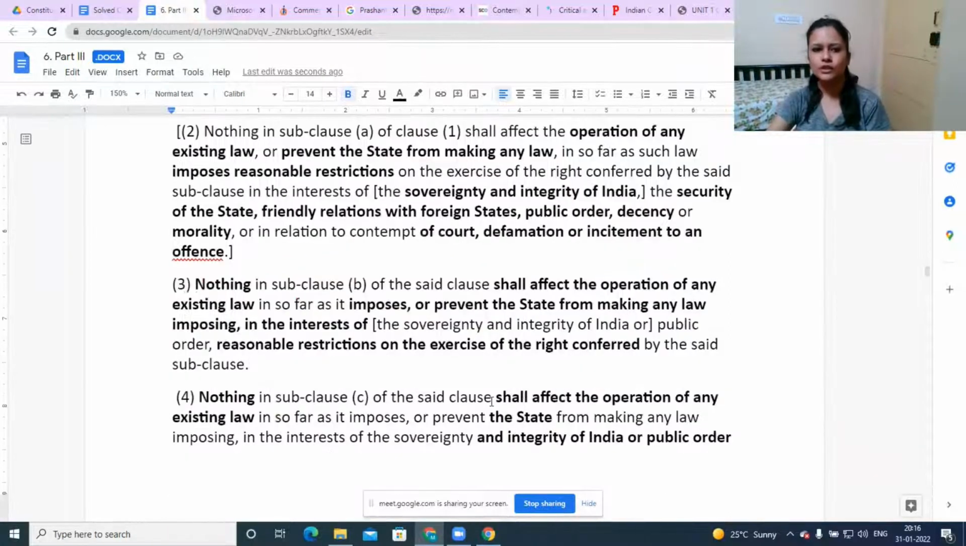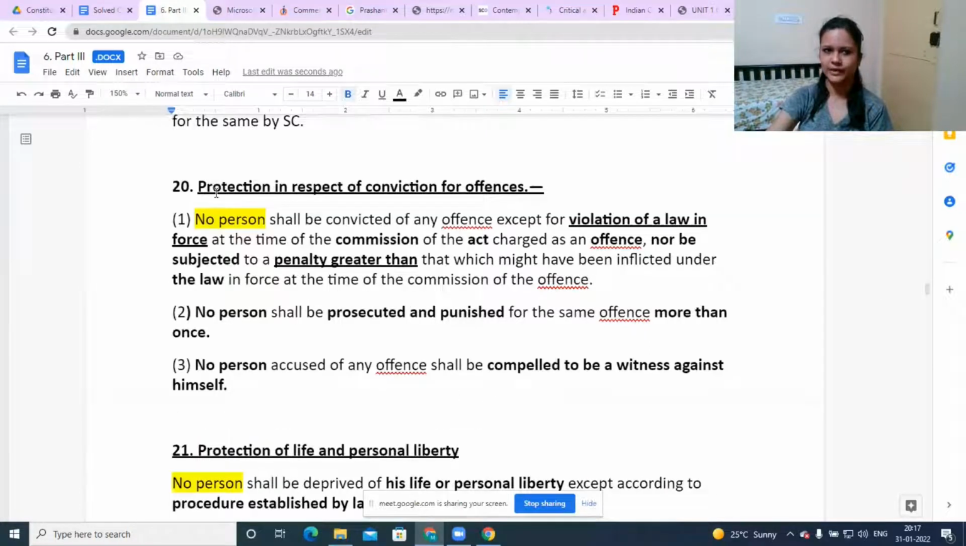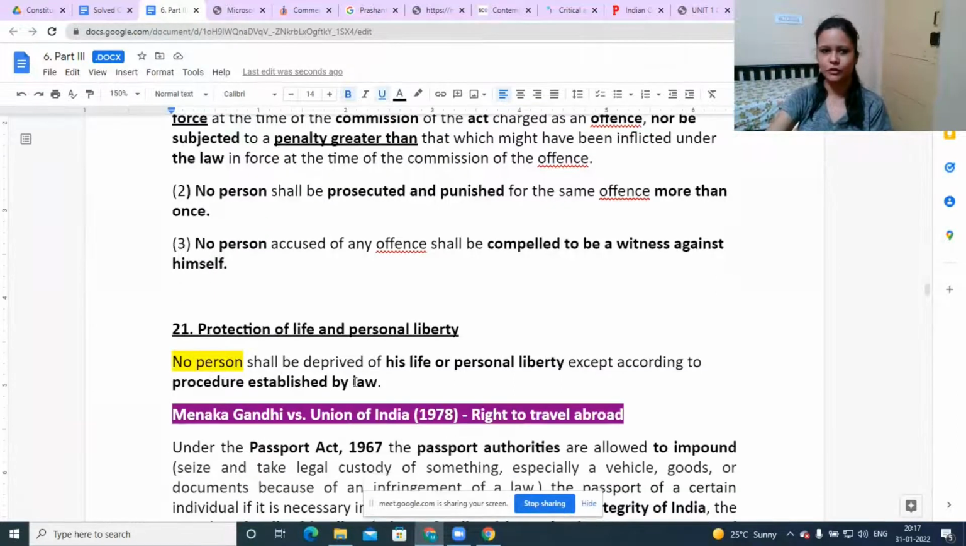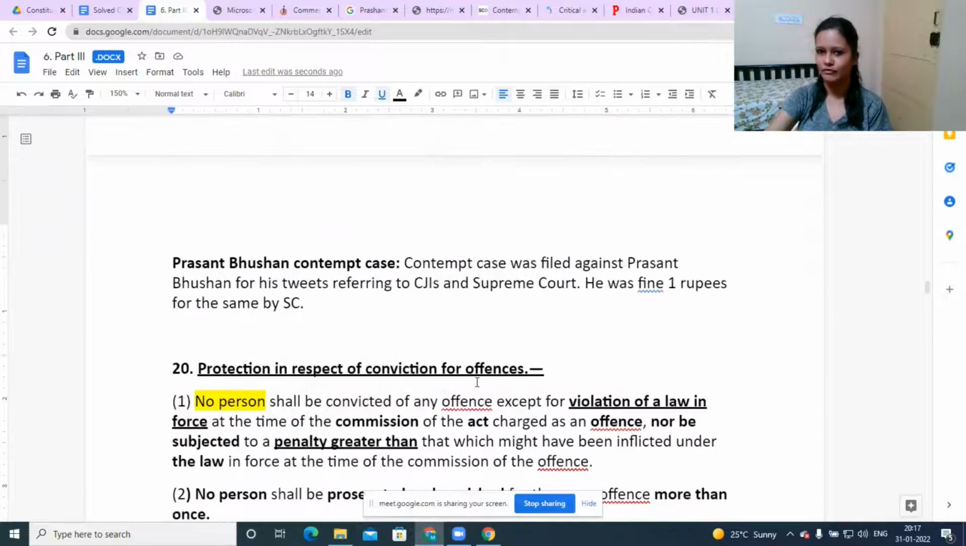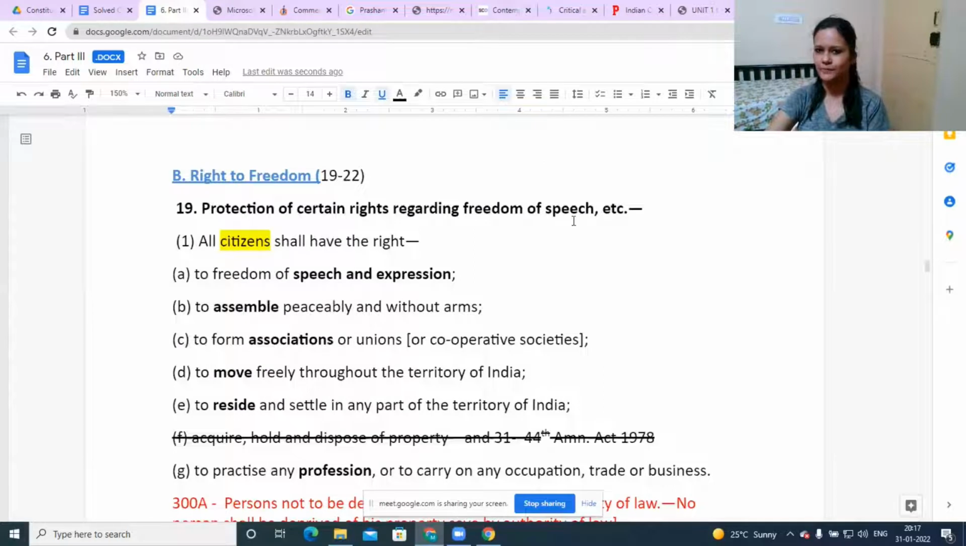If you look at the other articles, they have specified it properly, like protection in respect of conviction for offenses. We are providing some protection, but it is in terms of conviction for offenses. This one is related to life and personal liberty. But this one is general, certain types of rights we are talking about. So all citizens shall have the right.